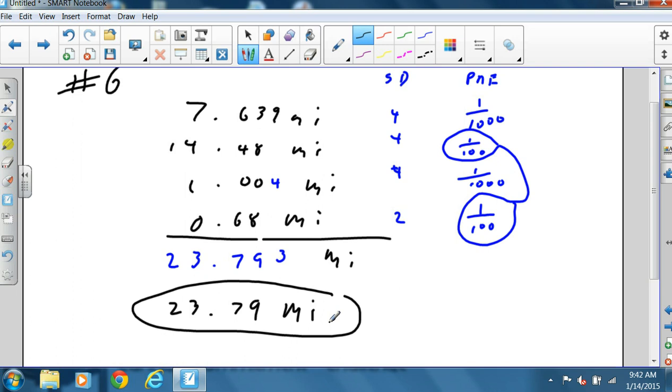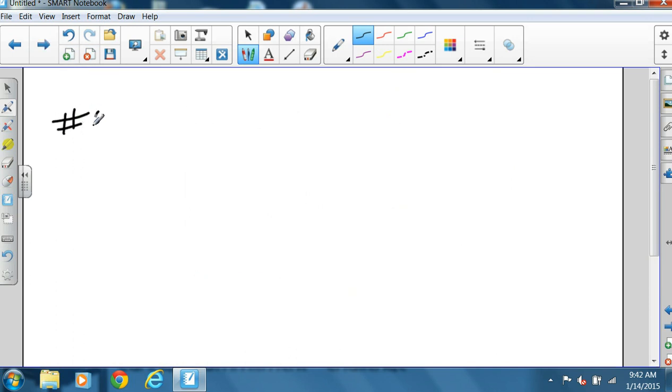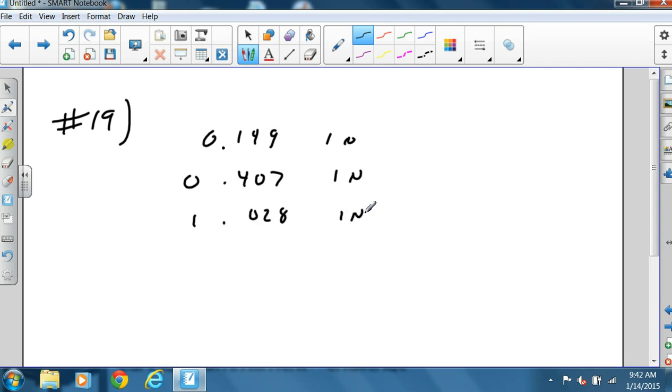Number 19 with only 9 minutes to go. Number 19. 4 pieces of metal, 0.149 inches, 0.407 inches, 1.028 inches, 0.77 inches are to be bolted together. What is the total thickness of the 4 pieces? And the right answer is, I don't know. There's no way I can tell.